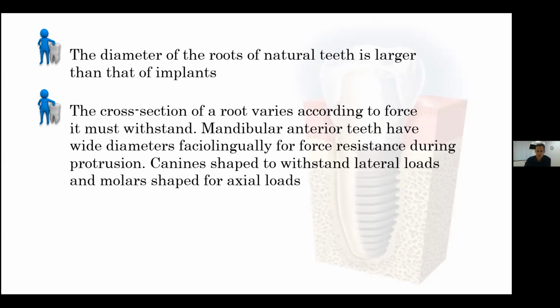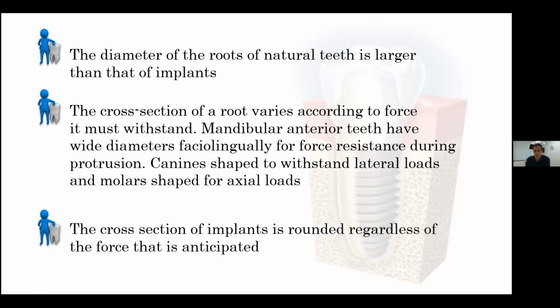But when we look at an implant, it's round. It's always round. The cross-section of that implant is round regardless of the force that is anticipated. So these three differences between teeth and implants mean that we have to find a way around it. We have to compensate for the differences when we look at occlusion on implant retained restorations.